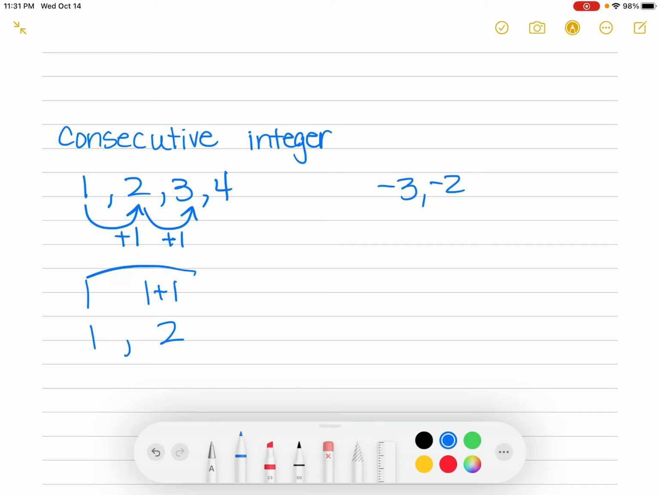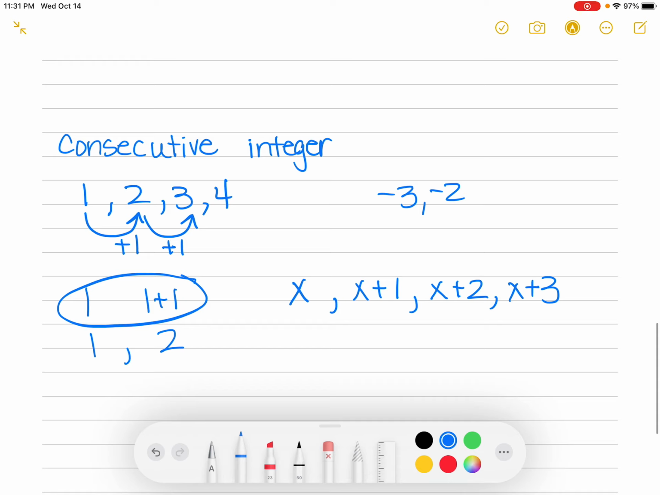So let's take these numbers and let's change it to x's. If I have x, what would be the consecutive integer? The next one would be x plus 1, right? The next one would be x plus 2. The next one would be x plus 3. Okay, so I'm adding 1 each time. So up here, this is one of the numbers, and this is the other number. So that means I have x and x plus 1.